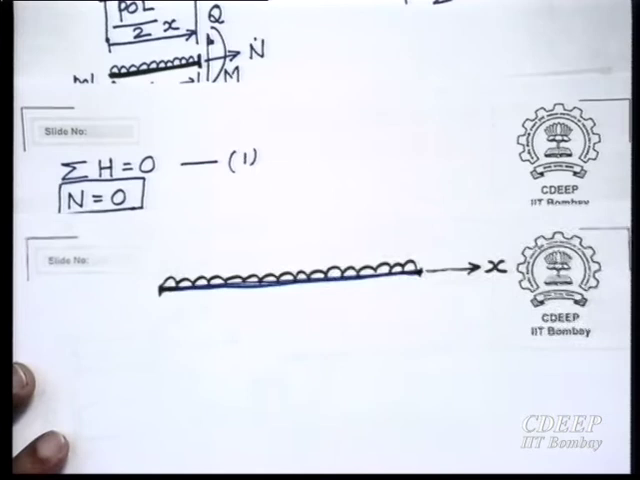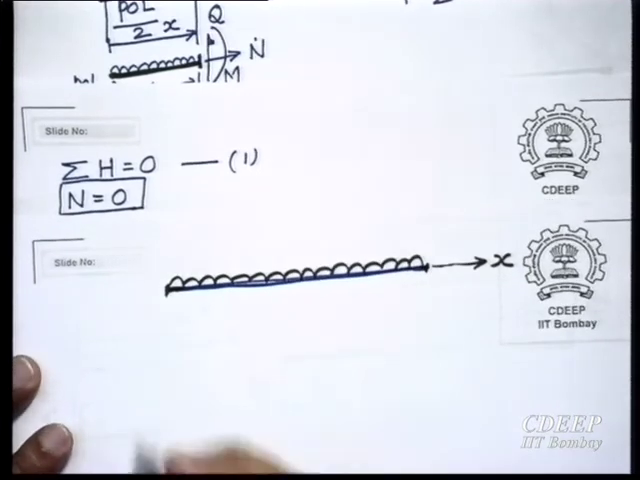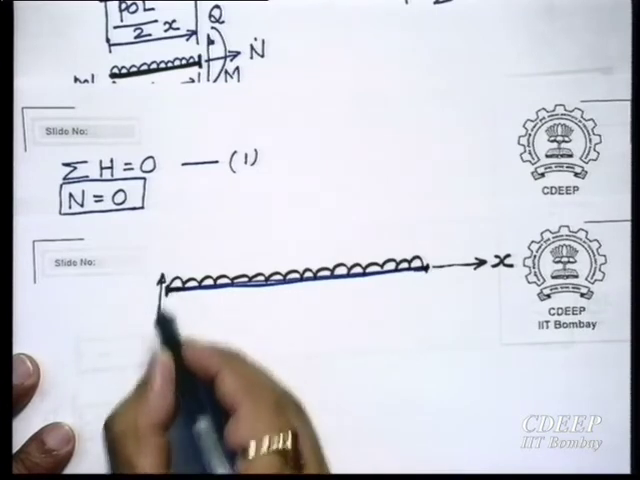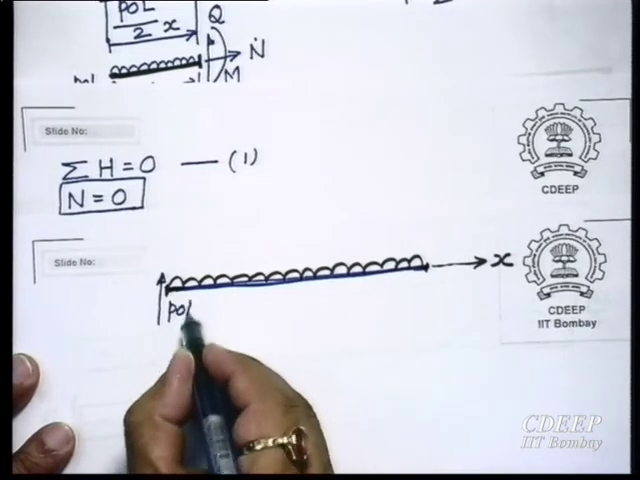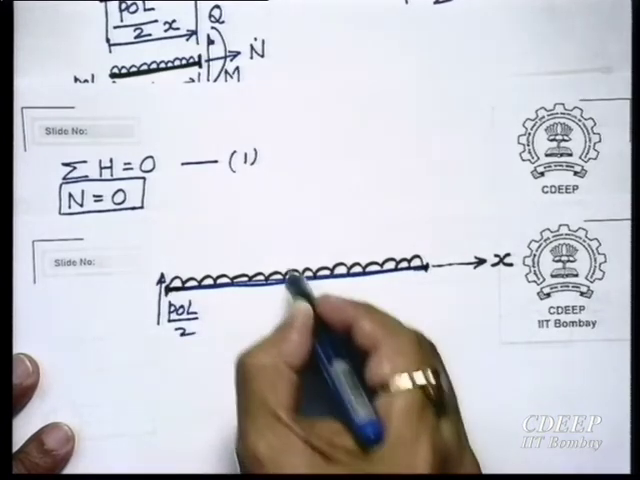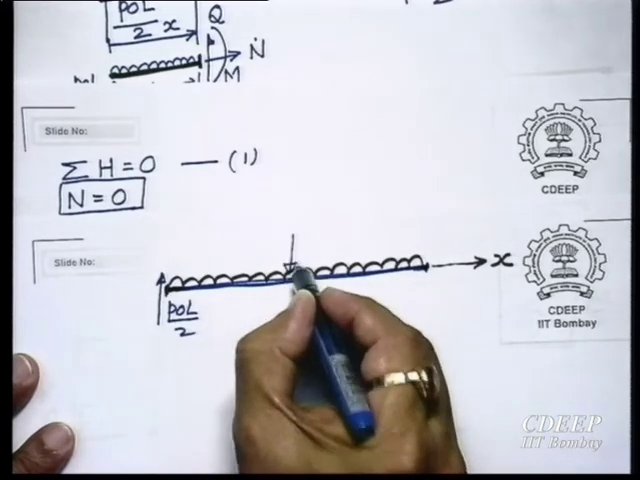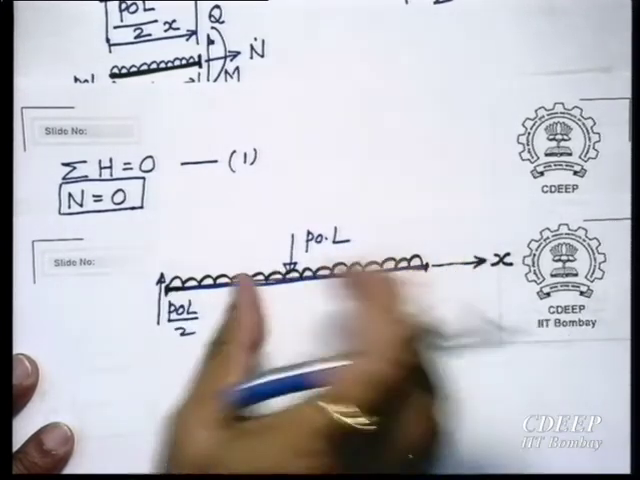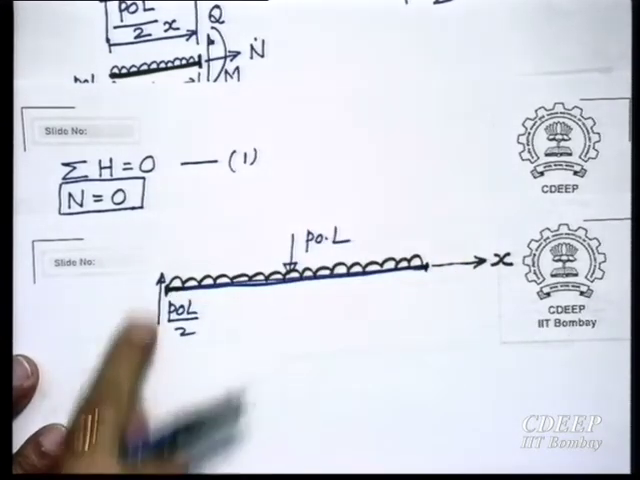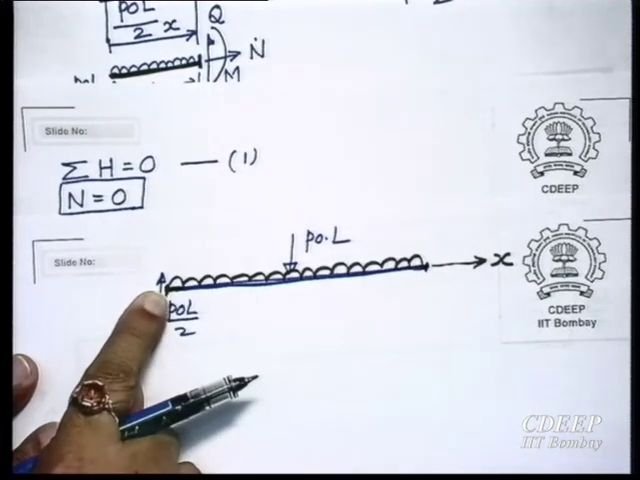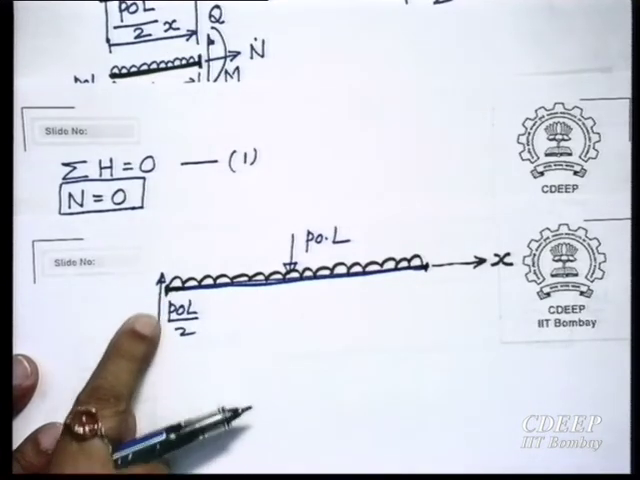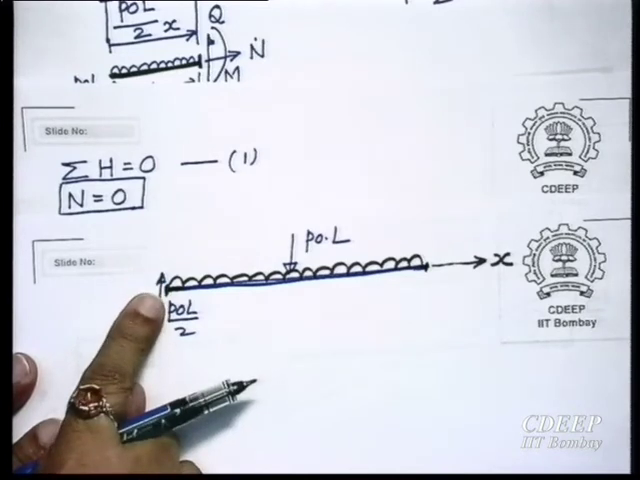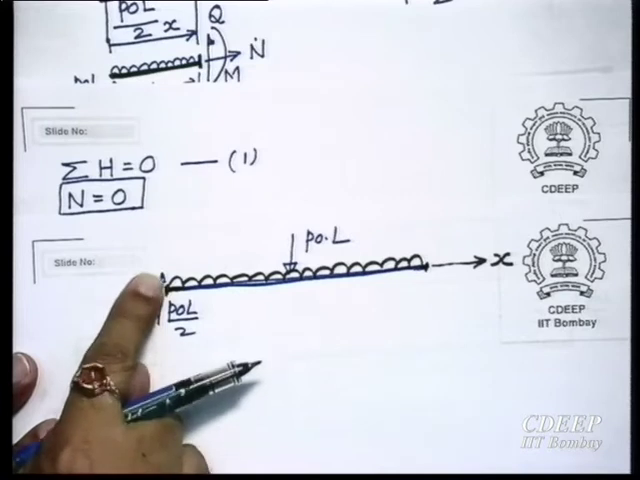What is the direction of the reaction here? Because this is a downward force, P naught into L, equivalent force is P naught L downward. So here on this negative phase, a shear force which is upward. So this is a negative plane. Negative plane, what is this direction? Is it positive or negative?